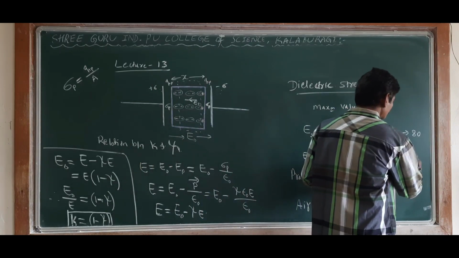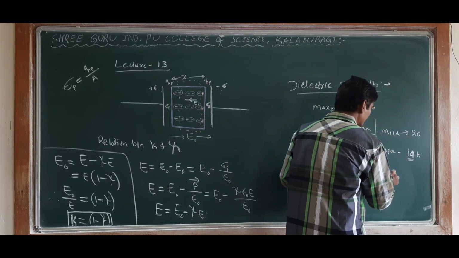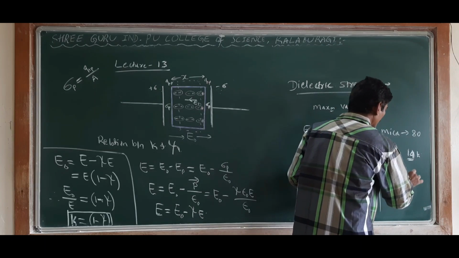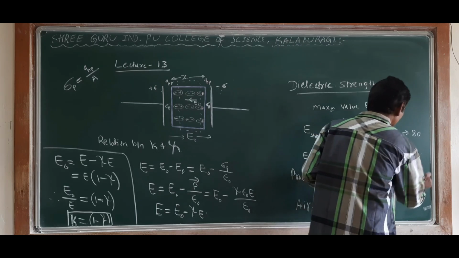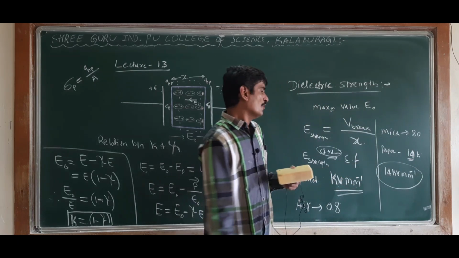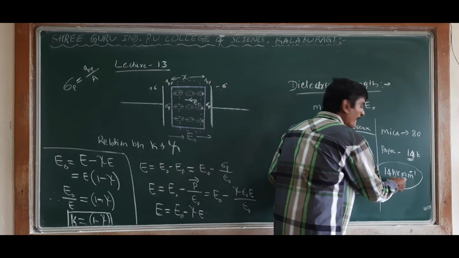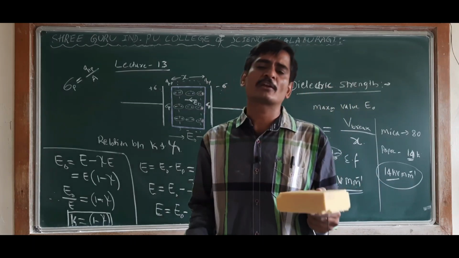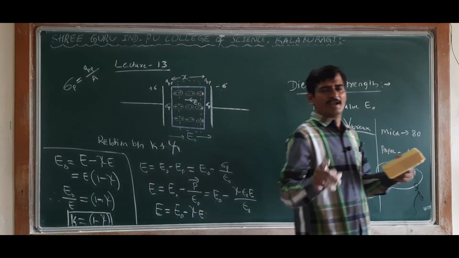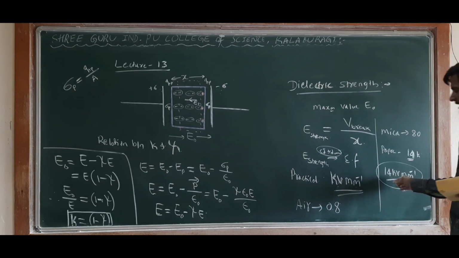So what does this mean? 14 kilovolt per millimeter, I will write. What does this mean? This means if 14 kilovolt of potential difference is applied to 1 millimeter of paper.